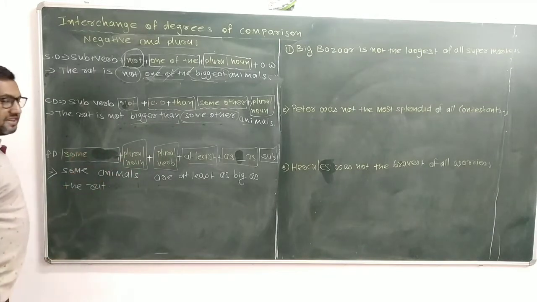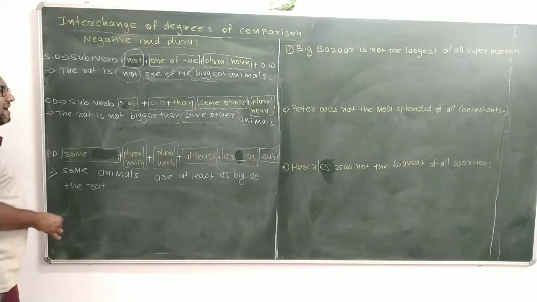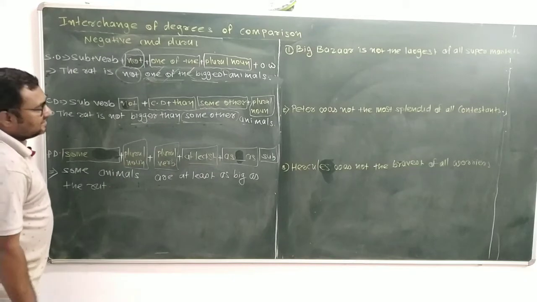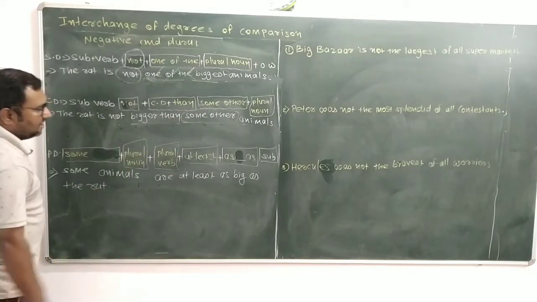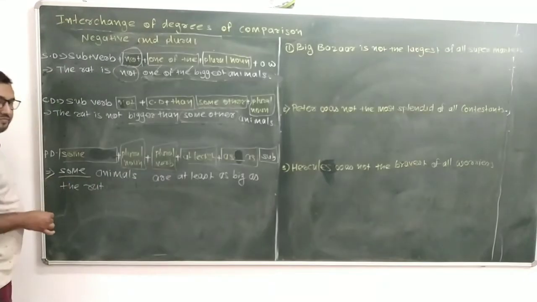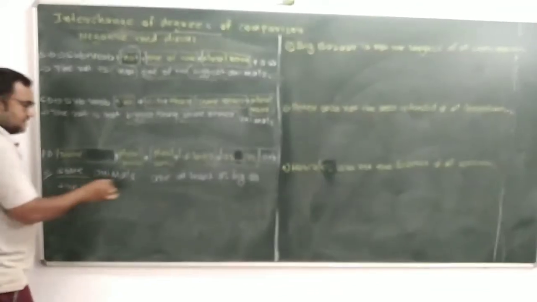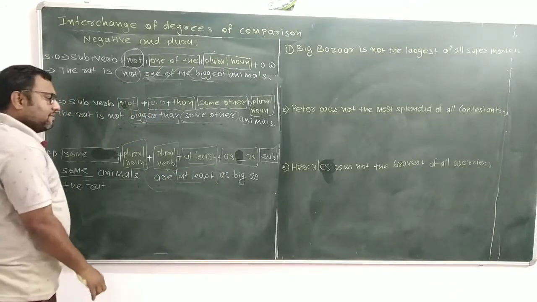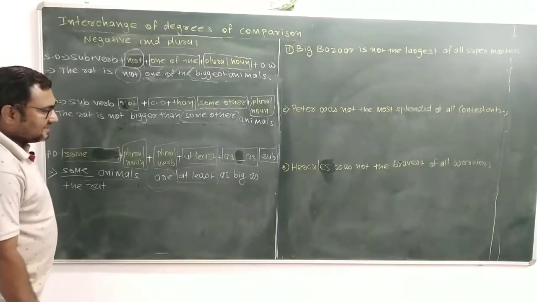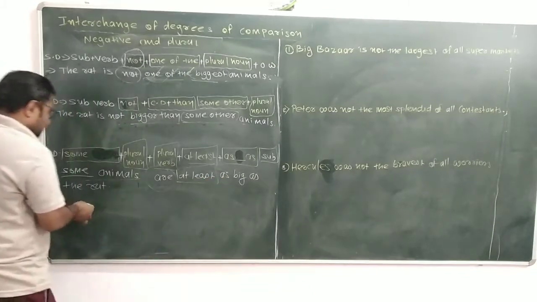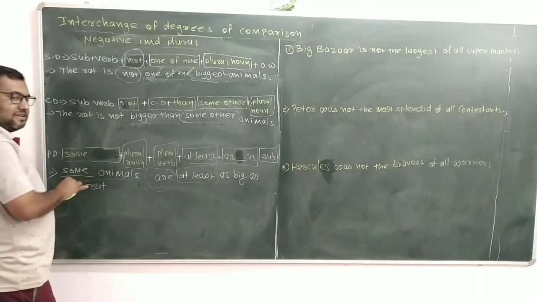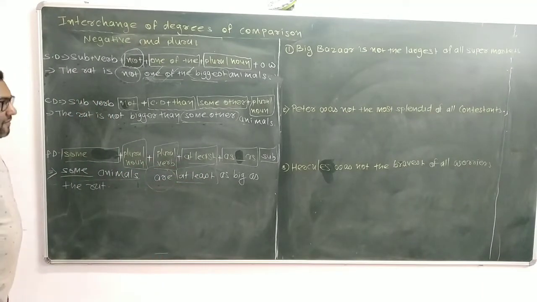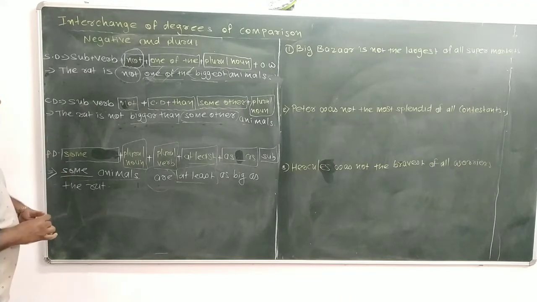Same thing in positive degree. All of you know very well that when we try to make the positive degree, we start from the last. What is the plural noun? Animals. So before animals we can write some. Some animals are at least as big as the rat. So in a negative sentence we use some or at least. Clear, my friend? So let's see.